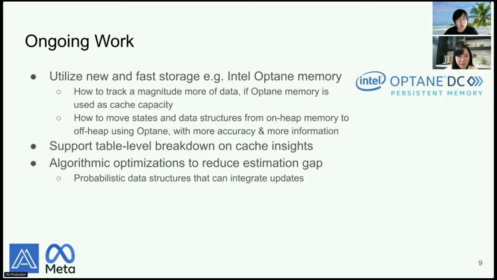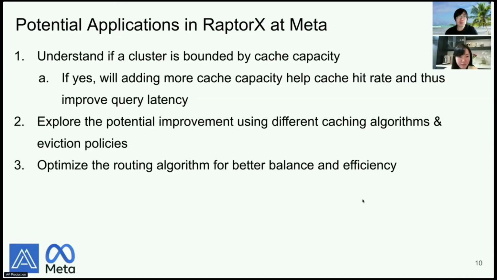And also, we want to support table level breakdown on the cache insights. Kay will talk about why this is a reason, why this is asked from Meta. And we are also working on some algorithmic optimizations to further reduce the estimation gap by integrating updates better with more advanced probabilistic data structures. I will turn this over to Kay to talk about how Kay is really using this to solve her problem in Facebook. Yeah, thanks, Bing.